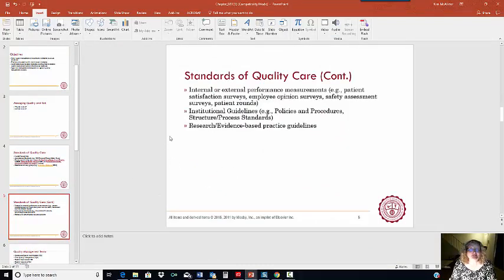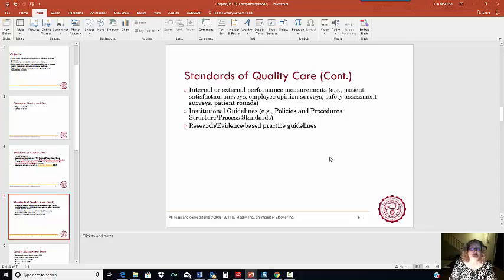and also look at some of the other quality standards. And that can be your internal or external performance measures, your patient satisfaction surveys, opinion polls from your employees, patient rounds. Patient says this happens or something broke, whatever. Those are all other indicators that you will use to determine what needs to be done.